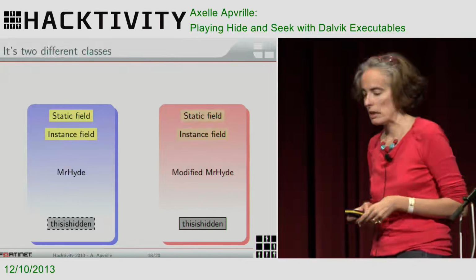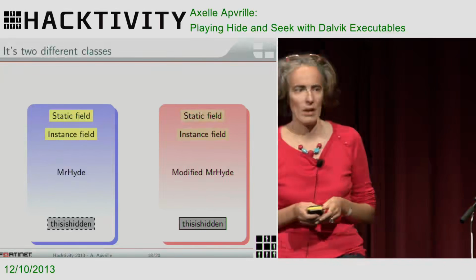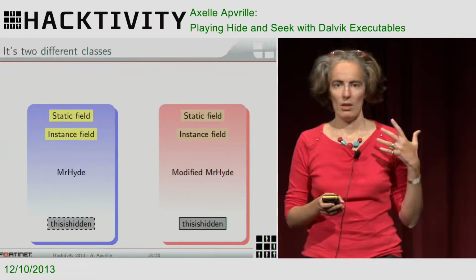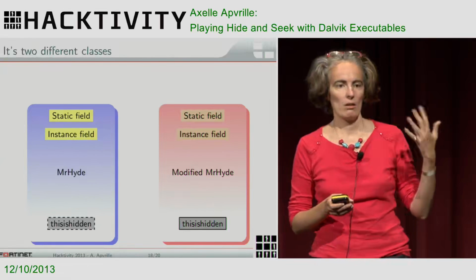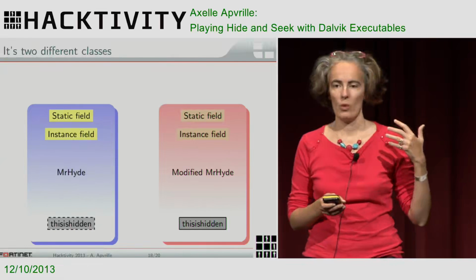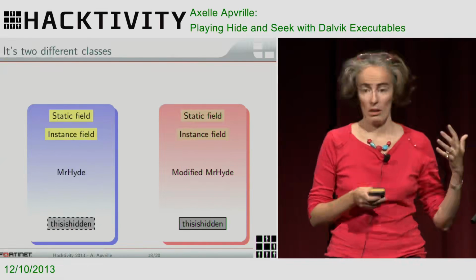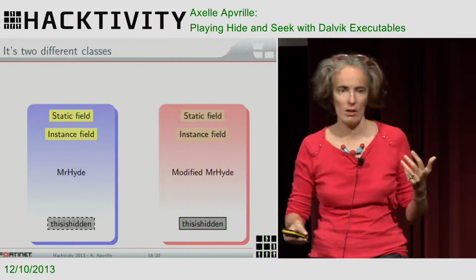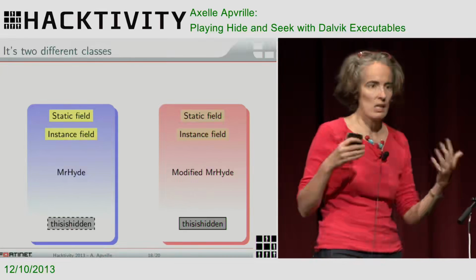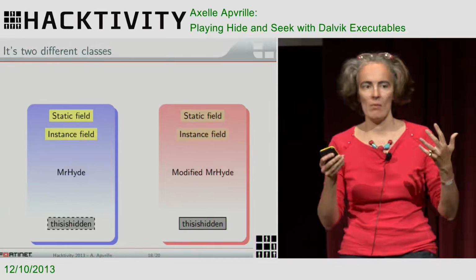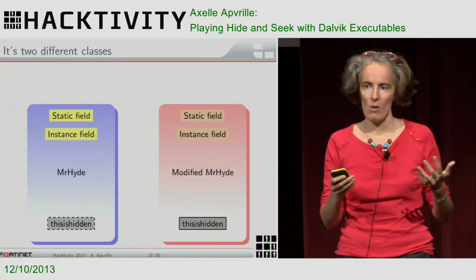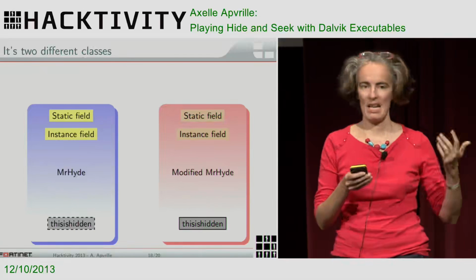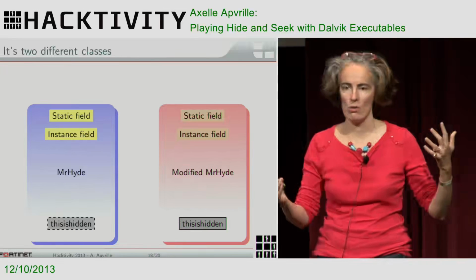There is a slight trick that I encountered at first. What happens is that the 2 classes, Mr. Hide, which has a this is hidden method that is really hidden, and the other one, which is repatched to show this is hidden, are both, for the Android system, different classes. Although they are in both cases called Mr. Hide, there is kind of Mr. Hide 1 and Mr. Hide 2.